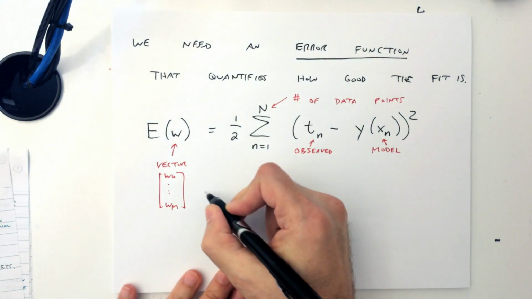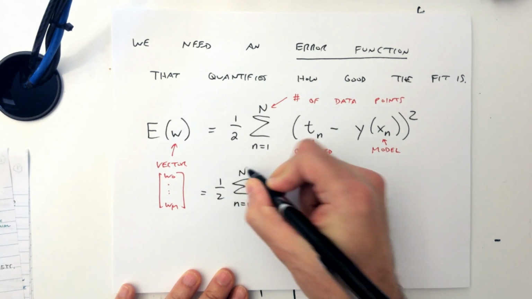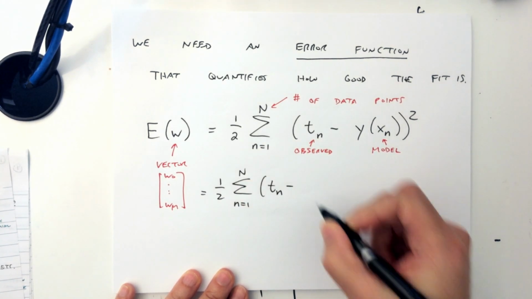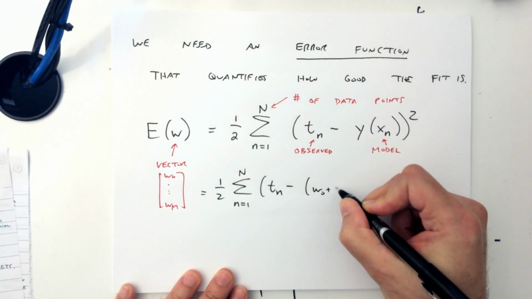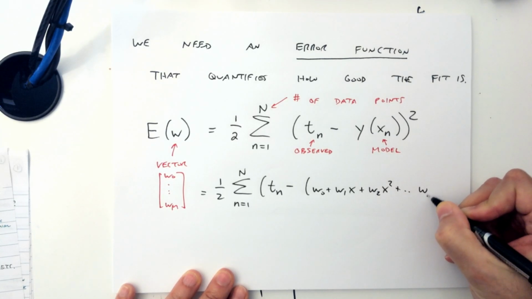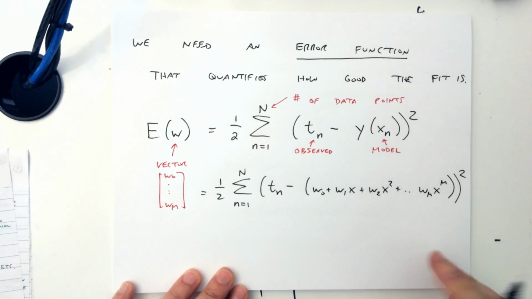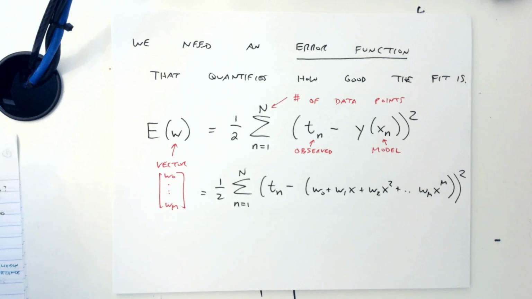And let's just be explicit about what this is. This is like saying, OK, I'm going to take the sum of the observation minus the model, w_m x_m, and I'm going to square this whole thing.